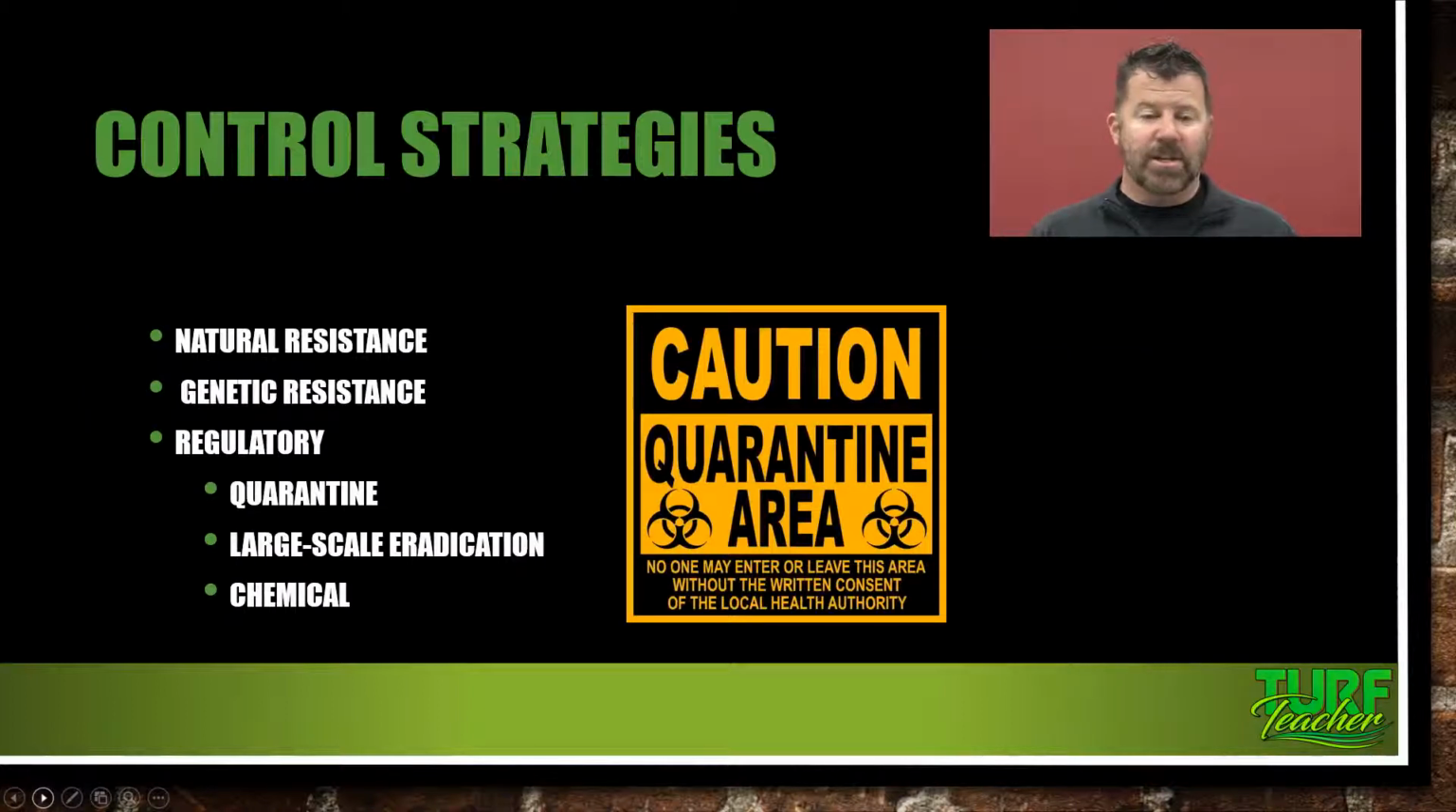Control strategies. We have natural resistance. Some plants are just naturally resistant to it, and why not use those plants? You've got certain plants that get a certain disease, like the old school roses that we used to plant, that was always at grandma's house. They were more naturally resistant to the diseases that the hybrid roses get today. Genetic resistance: some plants have been bred genetically to resist the pest that may be there.